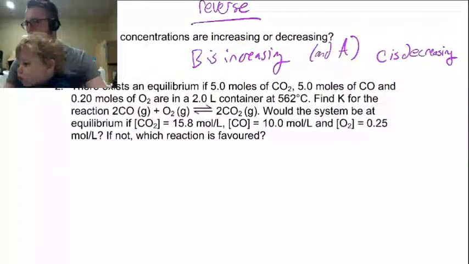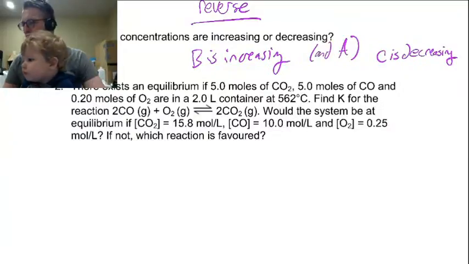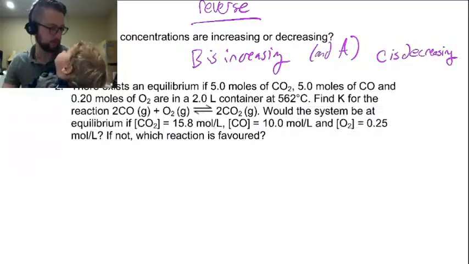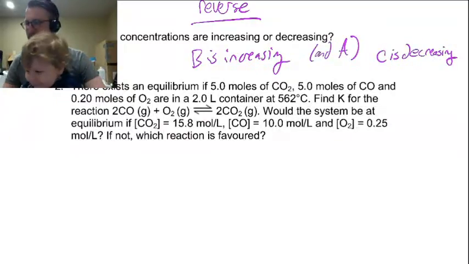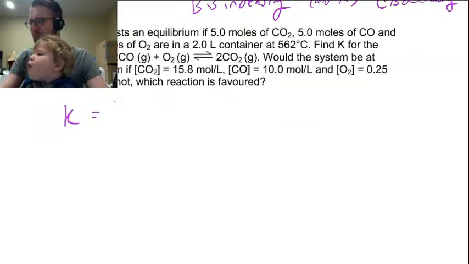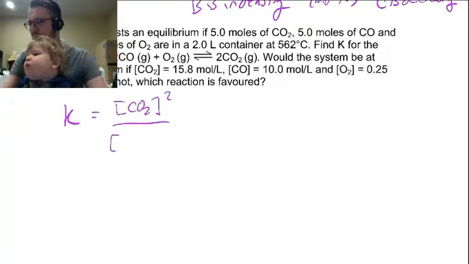let's check this next one out. This one looks a little more complicated. Sometimes they just throw a lot of numbers in just to make it hard. So there exists an equilibrium if 5 moles of this and 5 moles of that and 0.2 moles of O2 are in a 2-liter container. Find K for the reaction. Would the system be at equilibrium if blah, blah, and blah? If not, which reaction is favored? So this is a two-step question. First, they want you to do a K calculation, which has the same organization.